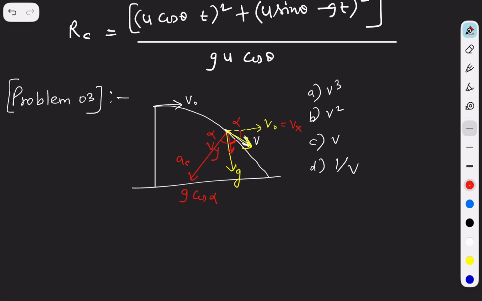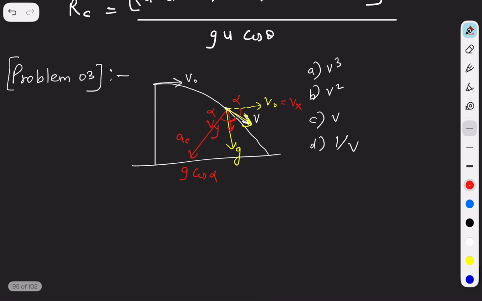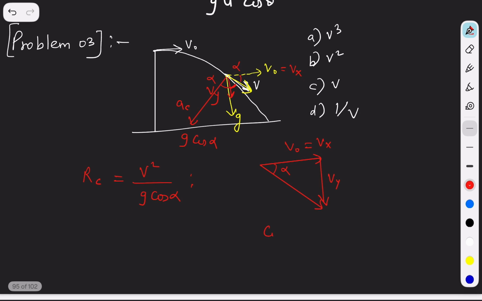Here also, the same way that we did in the previous question, we can say that rc will be nothing but v square divided by g cos alpha. And how do we get cos alpha? If you see this vector diagram that I am making, this is v naught, this is your vy, this is vx, and this is alpha. So cos alpha is nothing but vx divided by v, which is v naught divided by v.